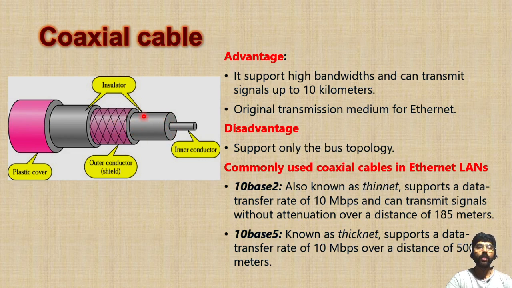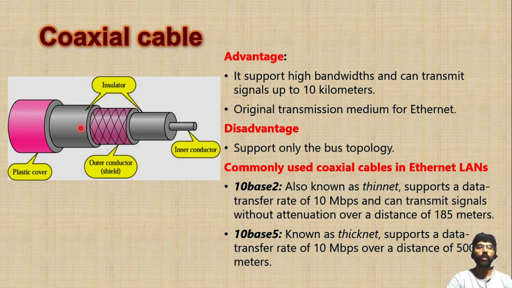In today's networks, we are not using coaxial cable due to its bulky nature as well as its higher cost. The disadvantage of this coaxial cable is that it is only used in bus topology. Due to some connectivity problems, we can use it only in the bus topology, and for other topologies like ring topology and star topology, it is a little bit difficult to install.